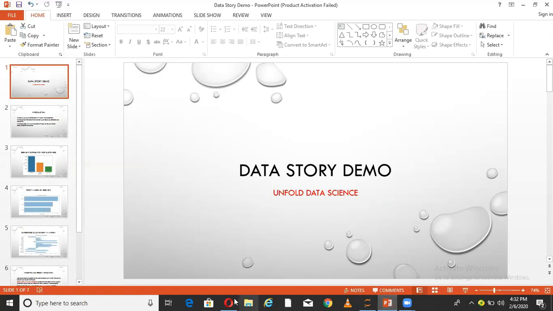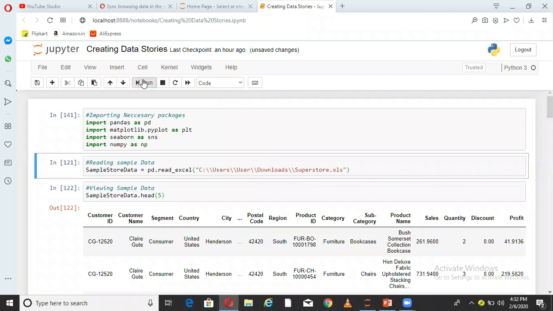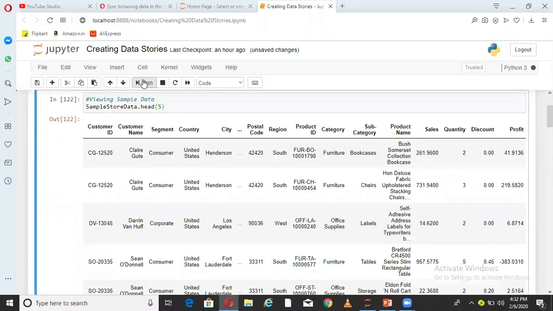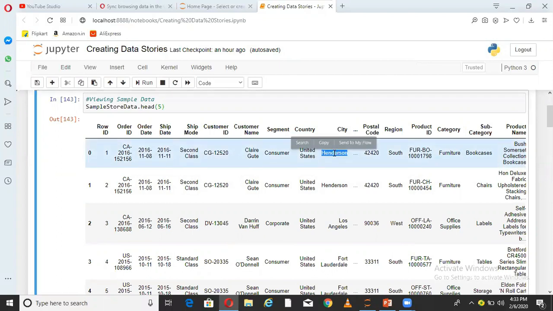So let me go to my Python. This is a Jupyter notebook here, and I'm importing some necessary packages in the beginning. Then I read a sample data set. This data is basically superstore data. As you can see, each row is a transaction. The first row is a transaction, the second row is a transaction. In one transaction, we have multiple pieces of information. So there is order ID, order date, shipment mode, customer ID, country, city, these information are there, right?